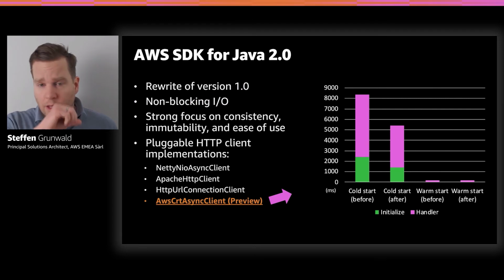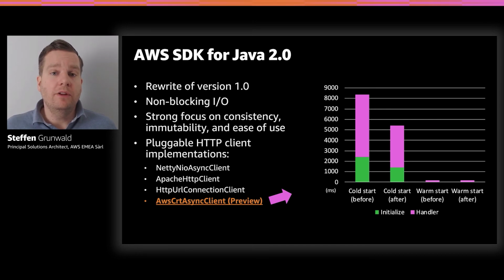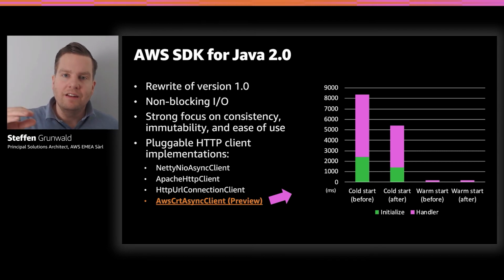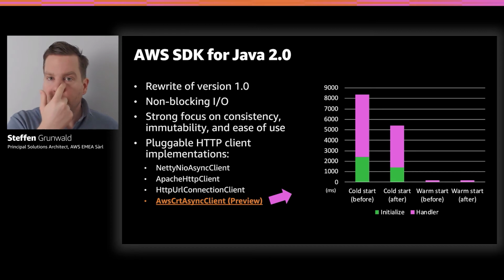Talking about the client, I can also use the AWS SDK for Java 2 for calling AWS services. That does give me some benefits if I want to execute things in parallel due to the non-blocking I/O feature. Here I'm using the pluggable HTTP client feature and change the HTTP client to the common runtime async client to do the S3 operations. And this cuts again the execution time of the cold start from the 8 seconds to 5 seconds.